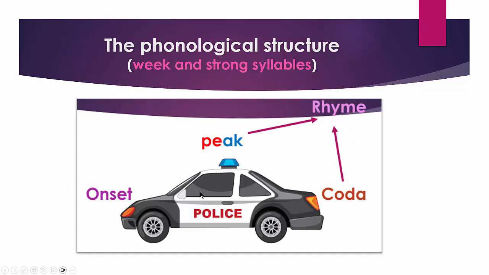Okay, let me refresh your memory for a moment. You remember when we talked about the phonological structure of the syllable: we have the onset, rhyme, peak, and coda. And if we want to know whether it is a weak or strong syllable, we look at the peak. The peak is the most important thing in the syllable.